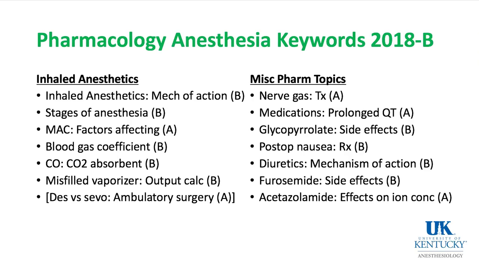And then some miscellaneous topics like nerve gases, drugs that prolong the QT interval, the anticholinergic glycopyrrolate and its side effects, nausea treatment, diuretics where they work, and some of the side effects, including acetazolamide or Diamox and its effect on ion concentration. It causes bicarbonuria, that is, excretion of bicarbonate in the urine.